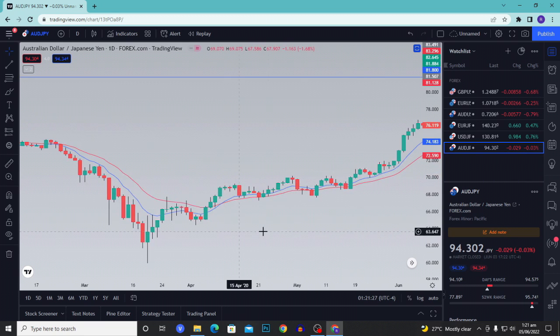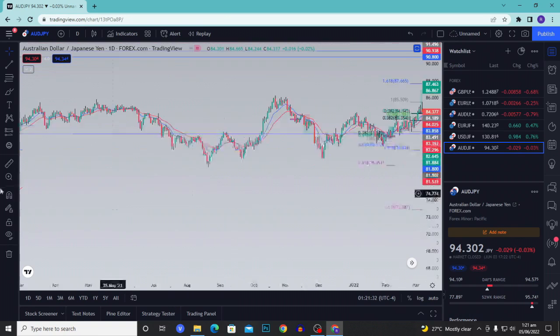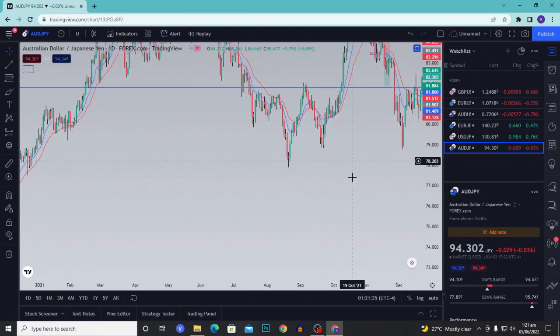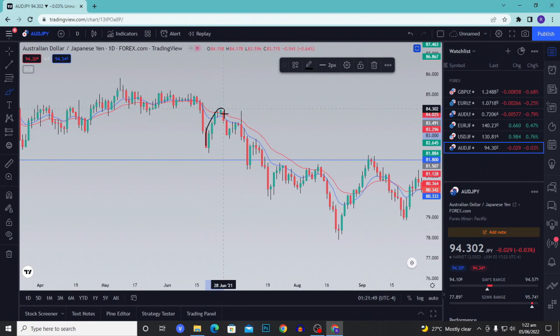Now let's look for M formations. Okay, once price broke below here, formed this lower low, there was an M formation right here. Price went up, came down to form the neck point, went up again, then dropped right here to form an M setup. It's simple as that.